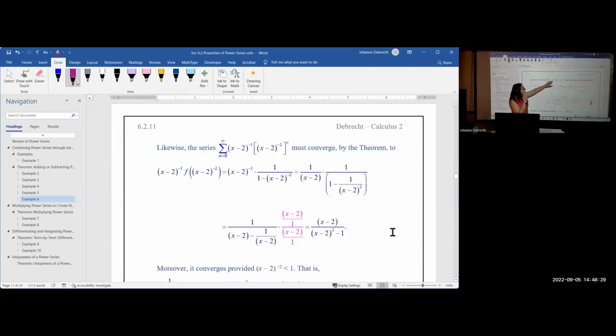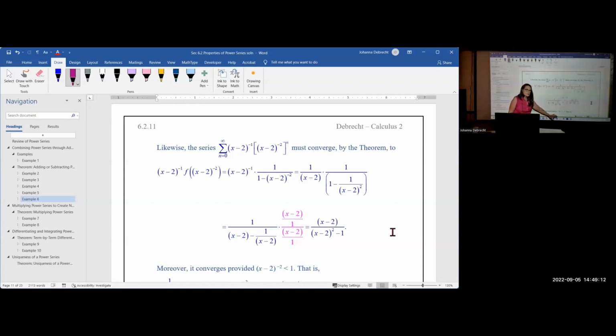All right, so we rewrite (x minus 2) to the negative 1. We know it converges to that factor multiplied by the function with (x minus 2) to the negative 2 replacing x. Rewrite it without the negative exponents. Go ahead and multiply through by the factor x minus 2. That gives you 1 over x minus 2, minus 1 over x minus 2 multiplied by 1. That gives you (x minus 2) over (x minus 2) quantity squared minus 1. Very similar to the previous one. In fact, it's exactly the same, just with x minus 2, not x minus 3.